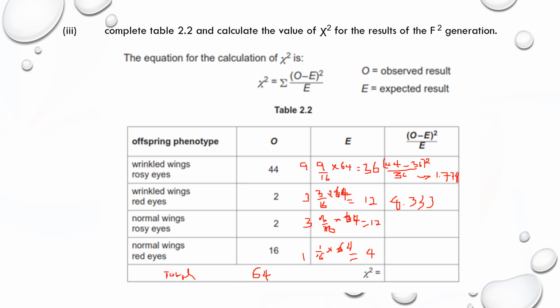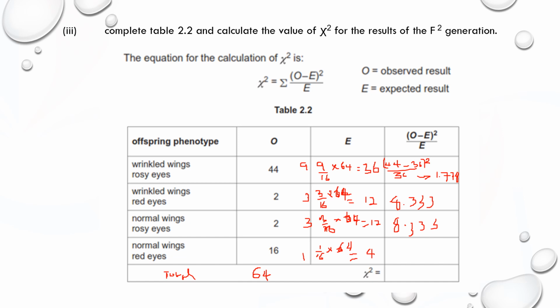Remember, observed, which is this, minus expected, all squared. So 2 minus 12 is minus 10. Minus 10 squared is 100. 100 divided by 12 will give you the same value here. A negative squared will give you positive, right? 8.333. So the same thing here.